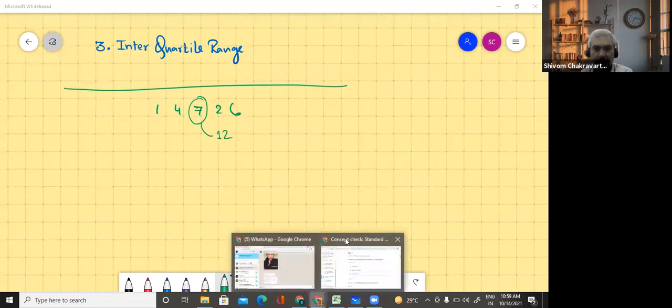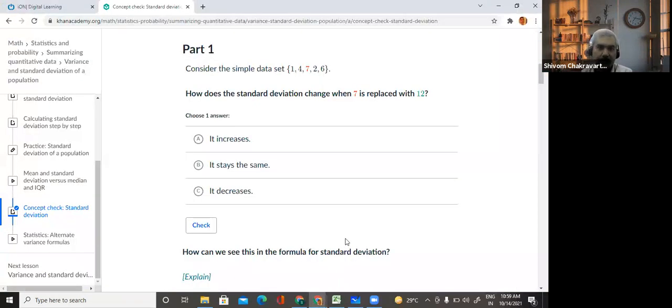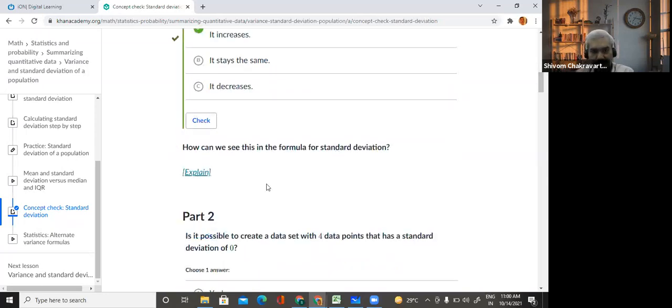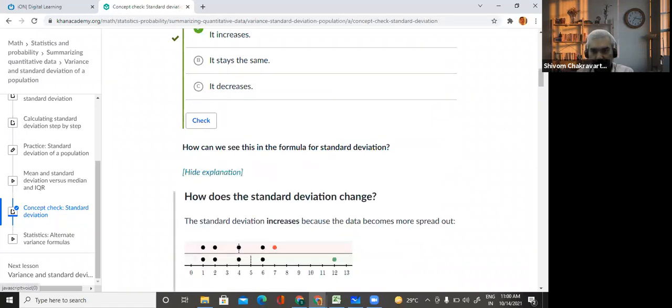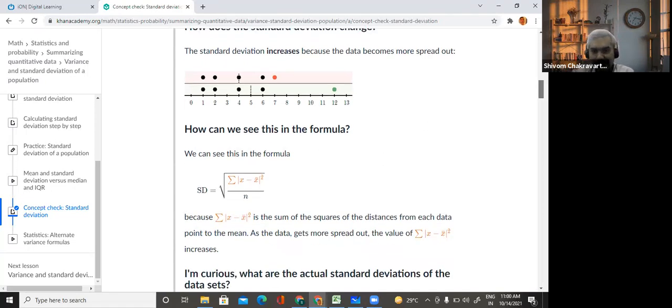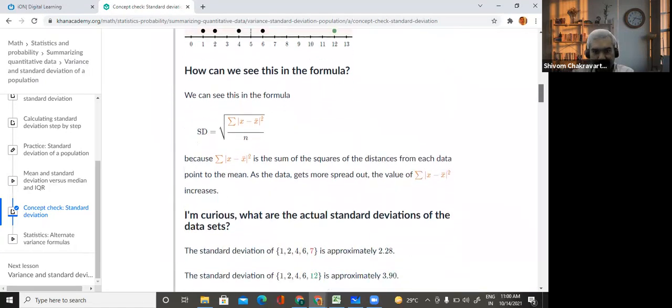So let us see what it says. We can click increase. It is correct. Now they have an explanation also: the standard deviation increases because the data becomes more spread out. I think we had a more robust logic than what is given here. They have probably not considered that the mean is also changing.